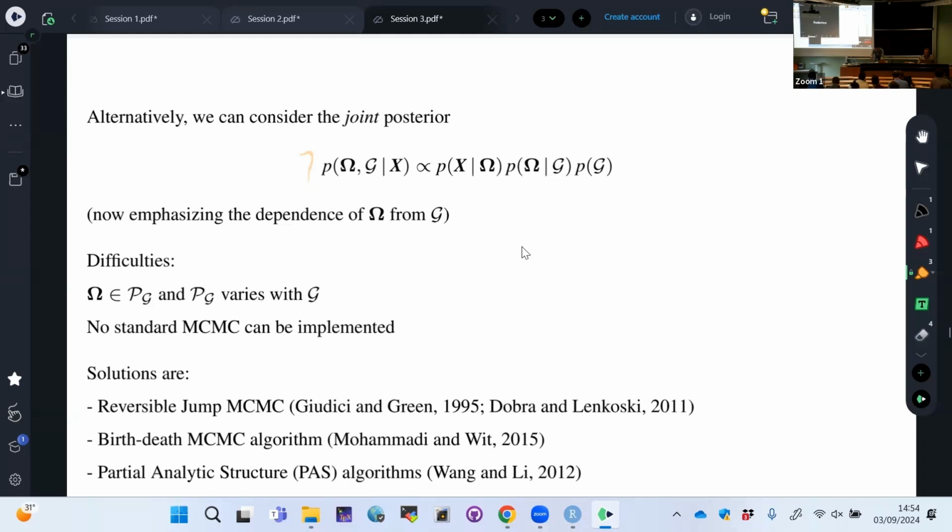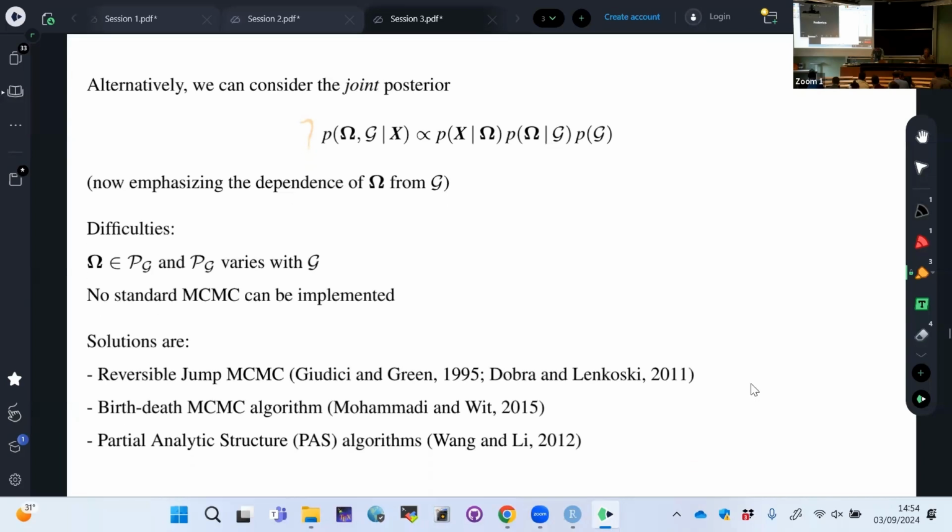Okay, the main problem is that we have two parameters which depend on each other. And in particular, the support of omega depends on the support of G. Okay, so if you change the graph, basically you change the constraints that you impose on omega, right? Okay, so you cannot use a standard MCMC method in this case, but you need to rely on something which is, let's say, a bit more complex.